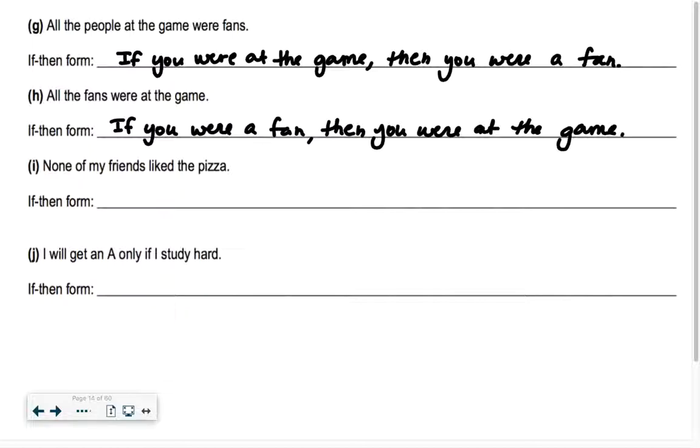Yeah, if you got an A, then you studied hard. I don't know. Only if, that's a weird one. So if you study hard, then you get an A. Yeah. This is one of those necessary ones as well. So we'll talk about that when we talk about the necessary.